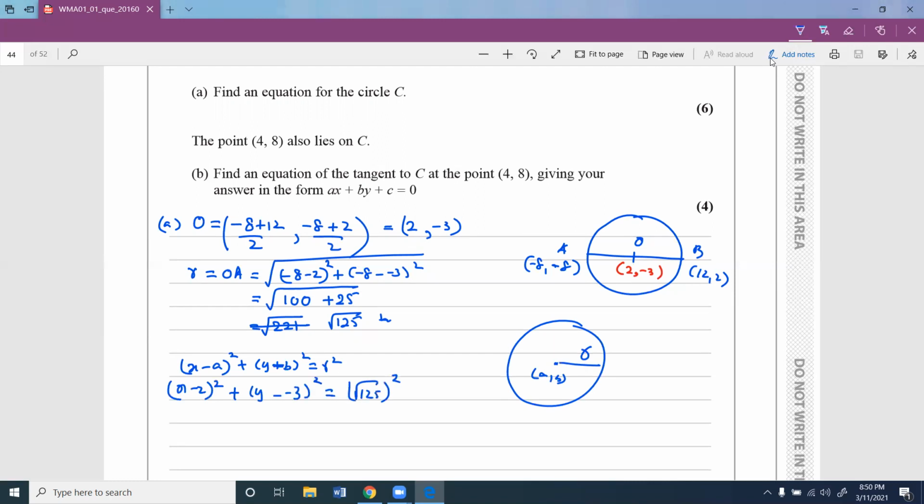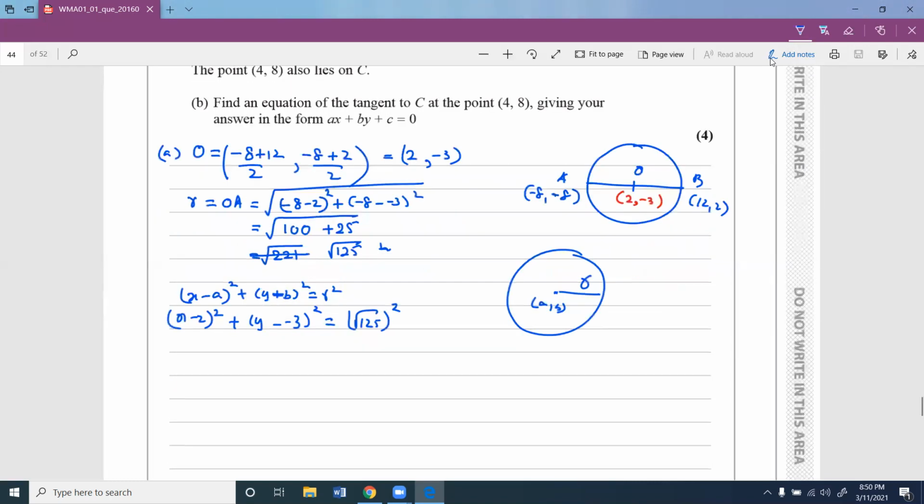Then let's go ahead with this. It turns out to be x squared minus 4x plus 4 plus y squared plus 6y plus 9 equals 125. It turns out to be x squared plus y squared minus 4x plus 6y, 4 plus 9 is 13, 13 minus 125 is minus 112, equals 0. This is the equation of the circle.